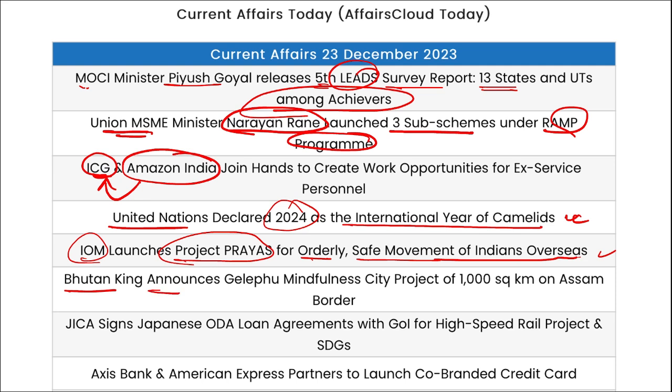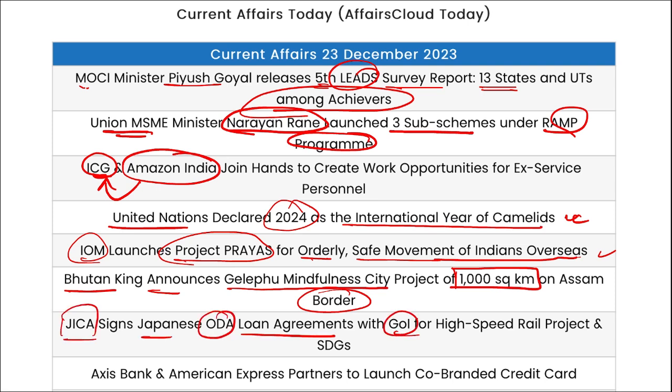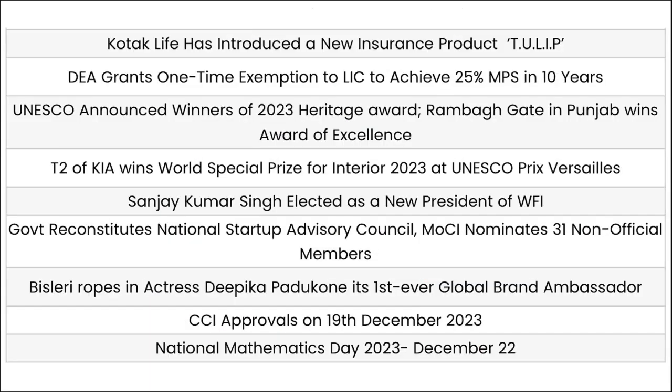Bhutan King announces Gelephu Mindfulness City project of 1000 square kilometers on the Assam border. JICA signed a Japanese ODA loan agreement with the Government of India for the high-speed rail project and sustainable development goals. Axis Bank and American Express partner to launch a co-branded credit card. Next, Kotak Life has introduced a new insurance product, that is TULIP, the Term Unit Linked Insurance Plan.